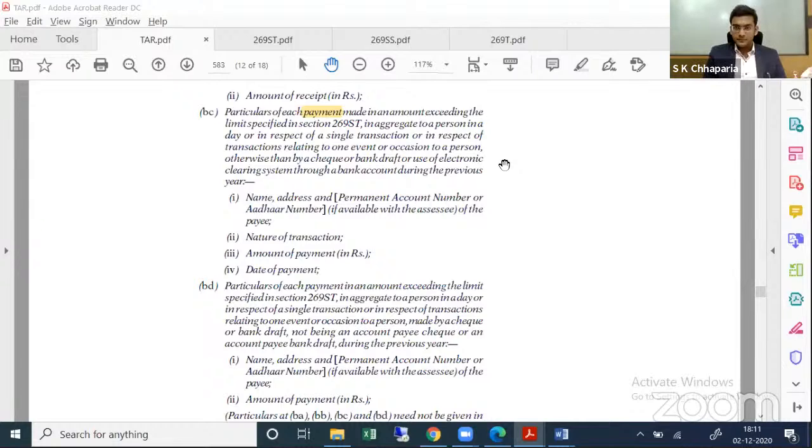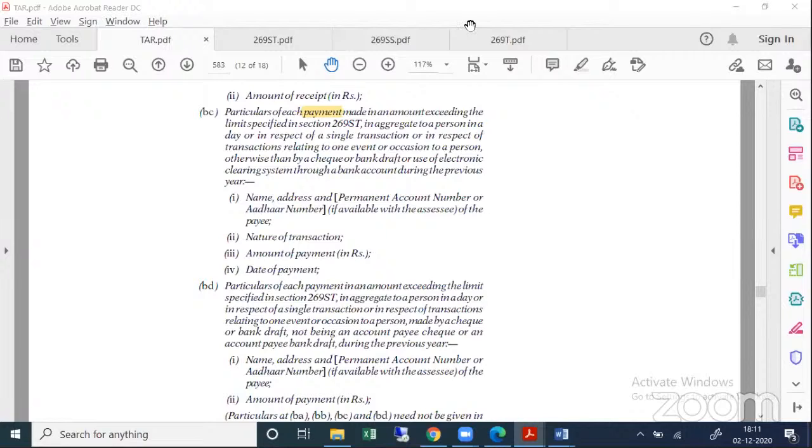Correct. So that means, sir, you want to say it is for the person who is making the payment, that person is required to report, or the person who is receiving the payment is required to report here?